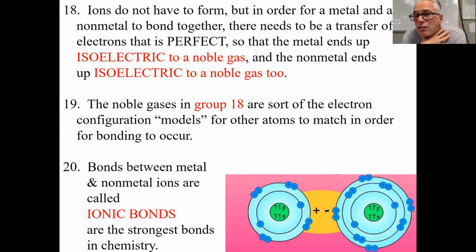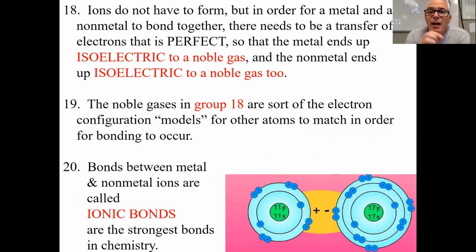Now, ions don't have to form. I got a can of aluminum here. See this? My dragonberry fruit seltzer, aluminum can, aluminum atoms. They don't turn into ions. They're very happy. Leave them alone.